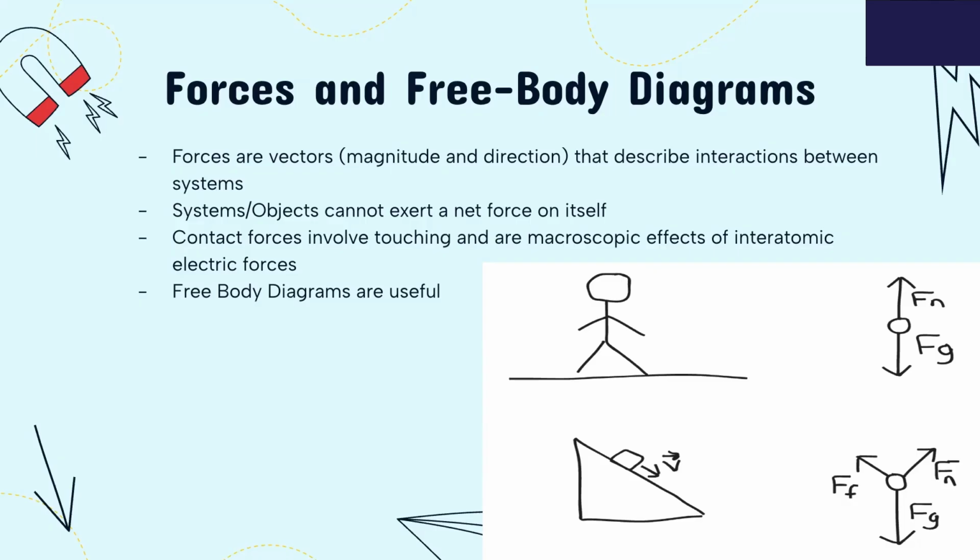Below, I have an object on a ramp accelerating downward on a rough ramp. We have the force of gravity downward, the normal force perpendicular to the ramp, and the force of friction up the ramp because the velocity is going downward.